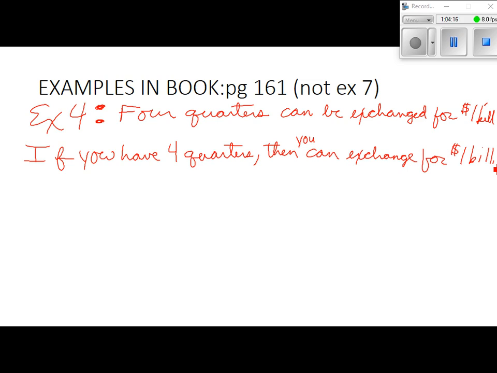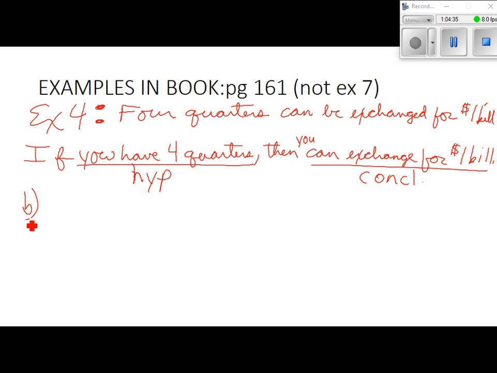Letter B on that one. Oh, I'm sorry, what's the hypothesis? You have 4 quarters. You have 4 quarters, that's the hypothesis. What's the conclusion? You can exchange them for $1.